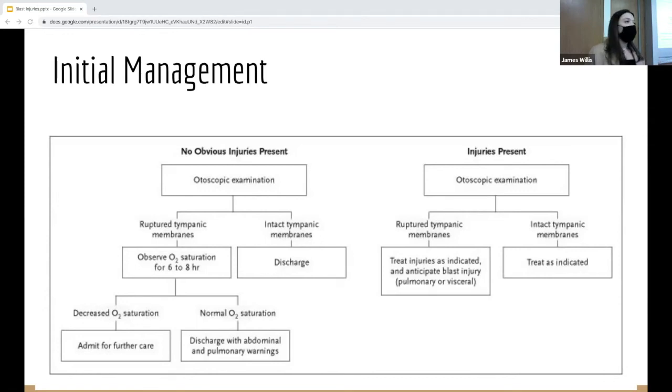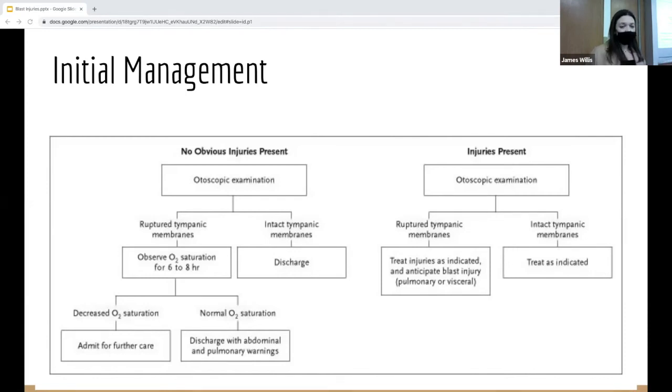So like I mentioned before, tympanic membranes are the most sensitive to that initial blast. So if a patient already has injuries present, treat them for those injuries and then look in their ears. If they have ruptured tympanic membranes, you should have a very, very high suspicion that they're going to have a barotrauma, either pulmonary or visceral, and you should be observing them and getting imaging.